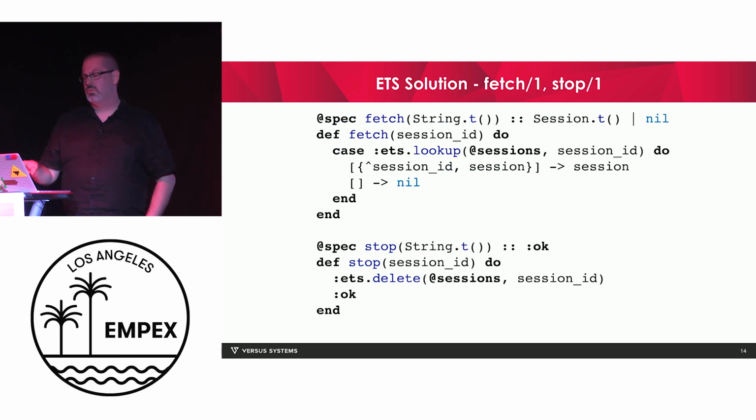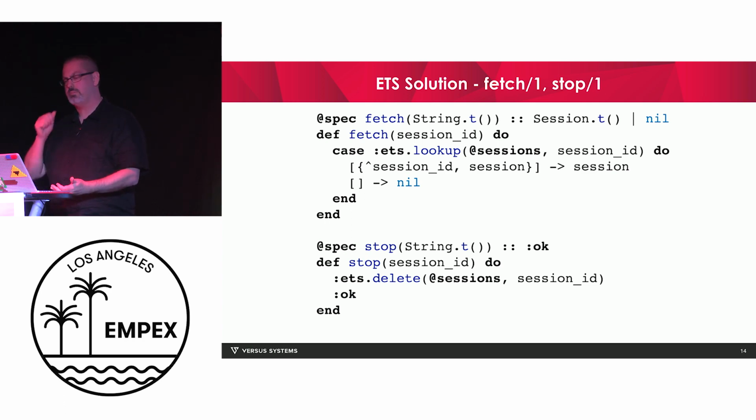Our fetch will do a lookup on the table with that ID, and because we set it up as a set, that means our answer is always going to be a list of either one or none. So if it found it, the list will have one tuple in it, and it will be the key value pair that we had put in there.